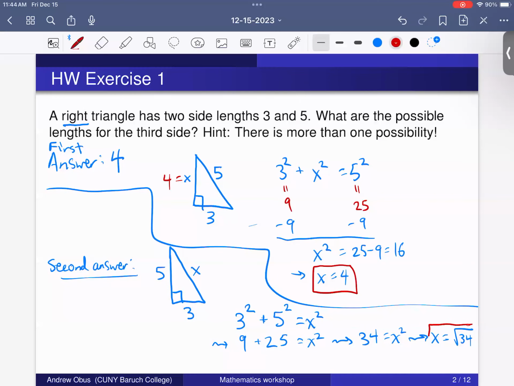Right, which is about 5.8 or something like that. Yeah, 5.8. So that's great, right? So this is the other answer, right? So you have the Pythagorean theorem, but depending on which side your x is, you're going to get a different answer. If x is one of your legs and 5 is the hypotenuse, then you get 4 as your answer. If x is the hypotenuse and 3 and 5 are the legs, you're going to get square root of 34 as your answer. So let me just write that in the blue here. Second answer is going to be square root of 34.